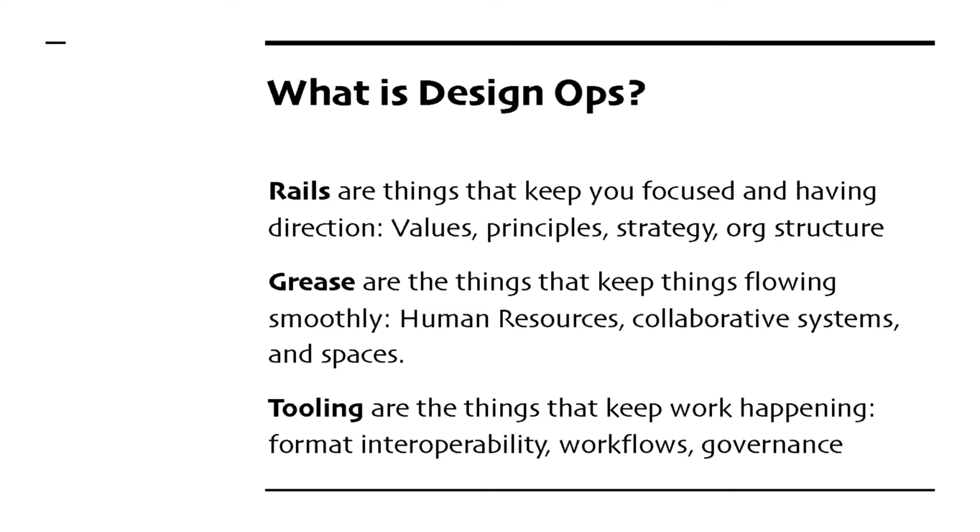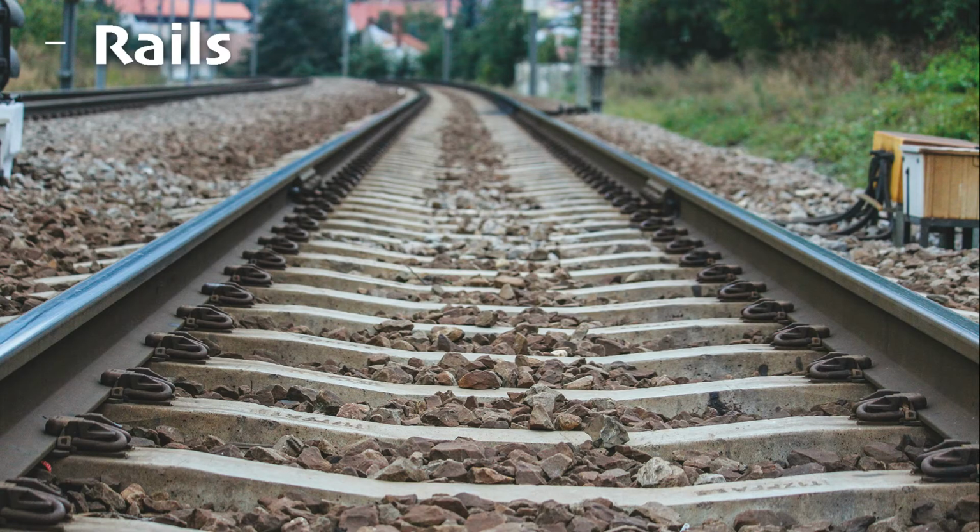So what is design ops? I break it down to three things, and I'm kind of a manufacturing person about this. The first thing is the rails. These are things that keep you focused and keep you having direction. I'm very much a vision, direction kind of person, so this is a big deal for me. The next thing is the grease. It's the things that keep things flowing, right? And this is where operations really expands into areas that most people in the design community haven't really been thinking about yet, which is, how does my human resources work? How are my collaboration systems set up? What are my systems of spaces and how I do that as well, especially in today's world of distributed teams? And the last part is the tooling, right? How do I keep things working? How do I keep things happening? This has to do with interoperability and workflow and governance and things like that. So let's talk about rails.